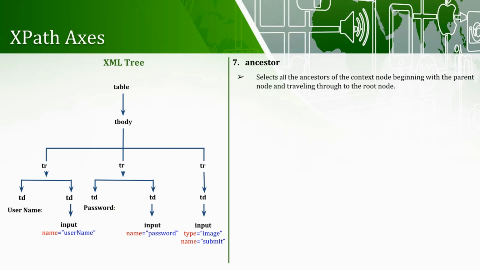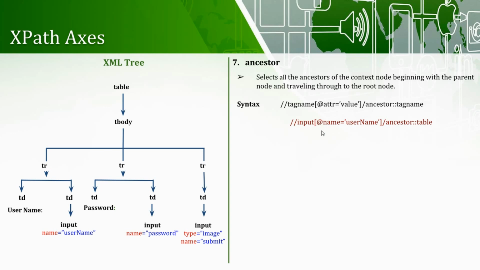The seventh XPath axis is ancestor. Ancestor selects all the ancestors such as parent, grandparent, great-grandparent of the context node, beginning with the parent node and traveling through to the root node. So the ancestor axis will select the nodes starting from the parent node till the root node of the context node. The syntax is //tagname[@attribute='value']/ancestor::tagname.